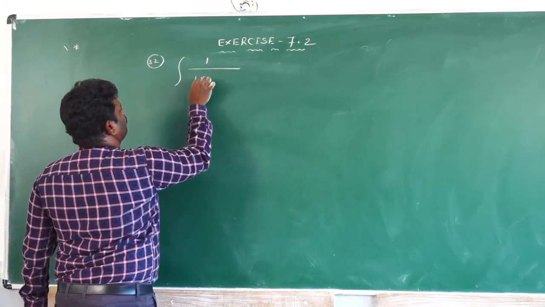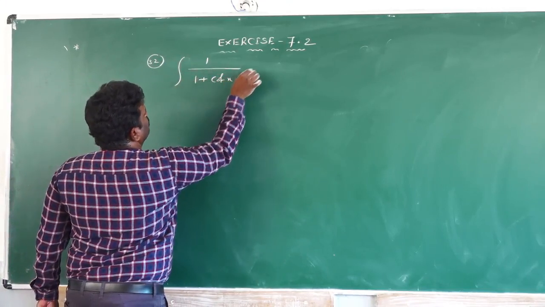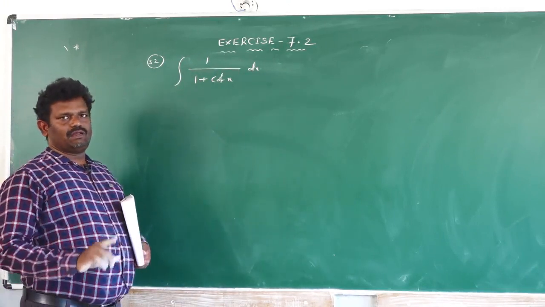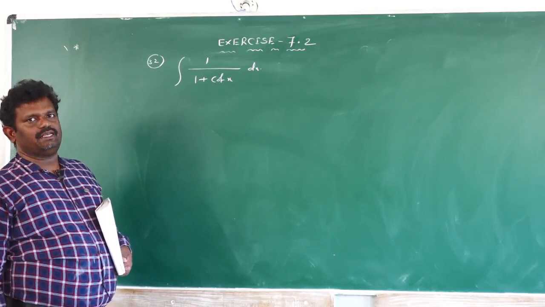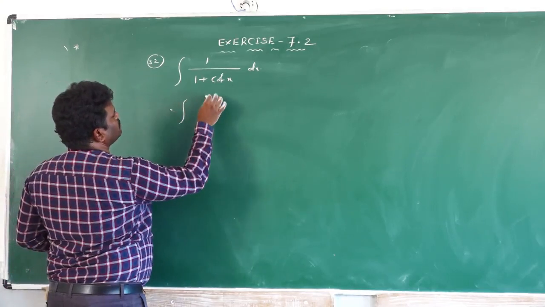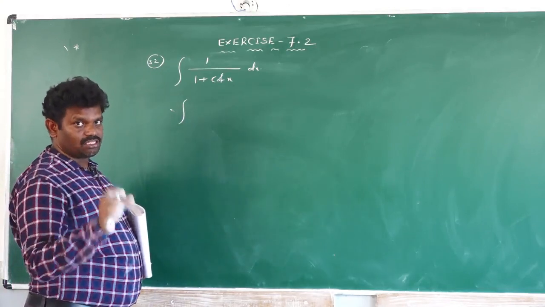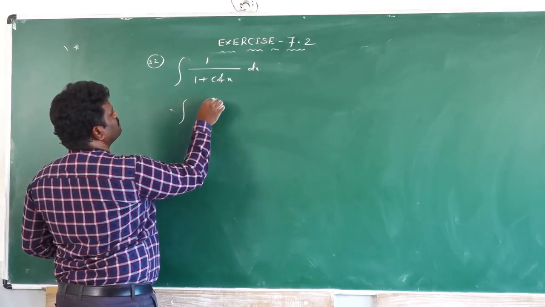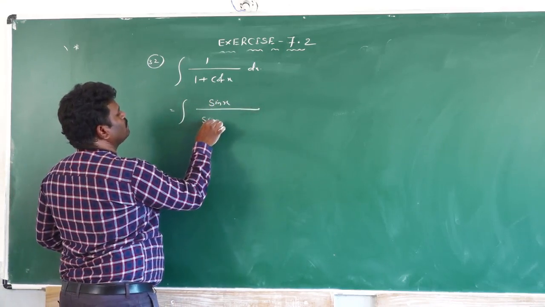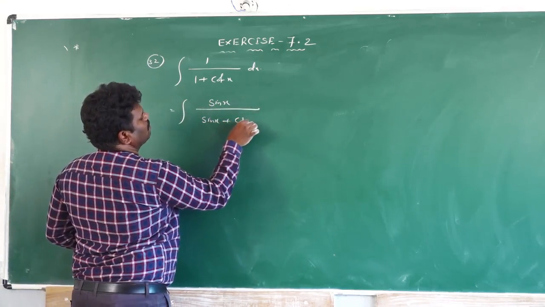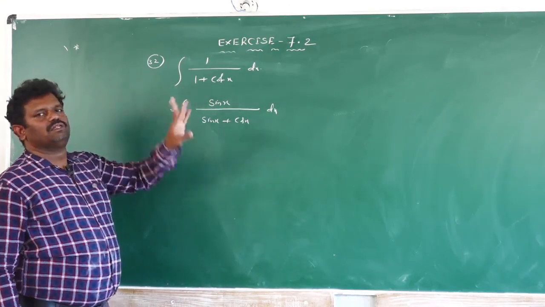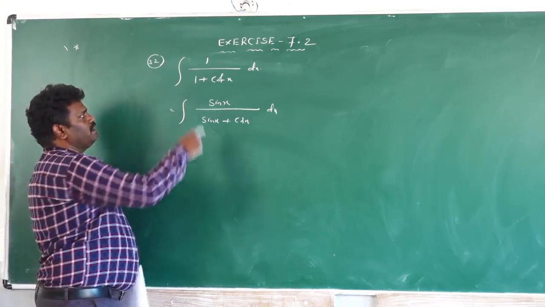Integral 1 by 1 plus cot x into dx. Here, first simplifying this value, cot x, how to write it? Cos by sin. So if you take the LCM, the denominator numerator is sin x by sin x plus cos x into dx. But these questions, 32 and 33, are somewhat different cases. Here 1 plus cot x is given.